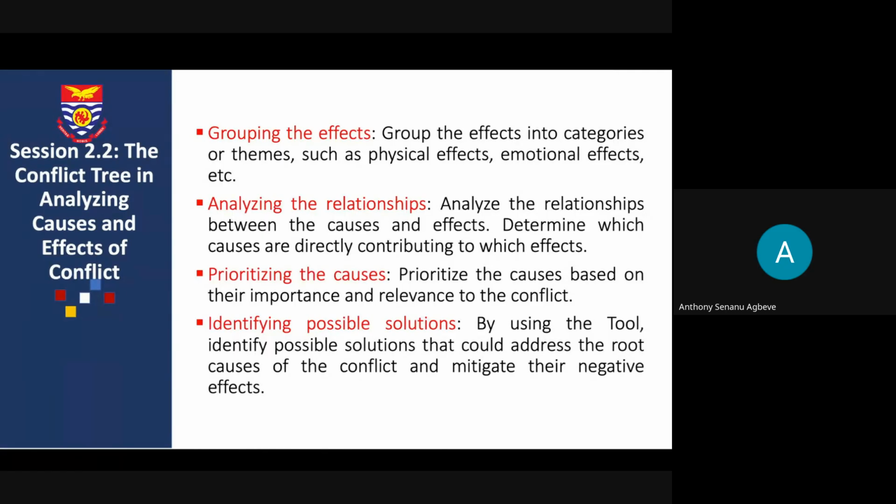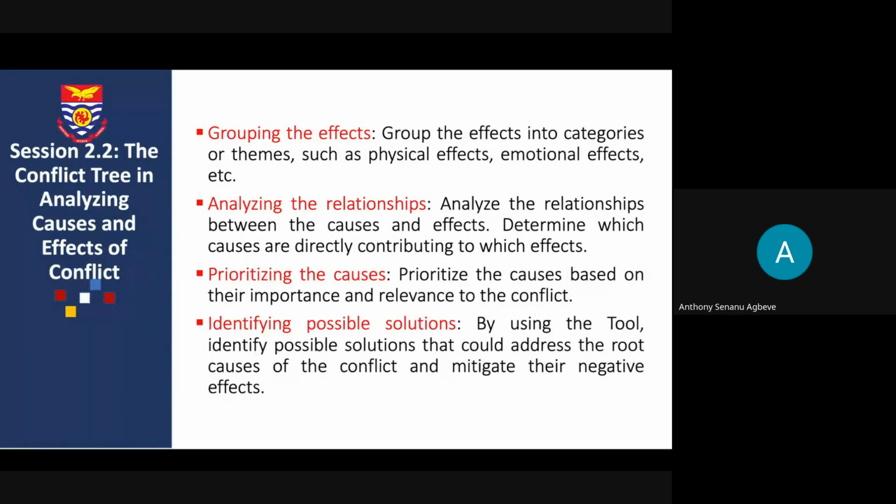So which of these causes? Since we've already identified the causes and grouped the causes, you also identify the effects and then group them. So which of these causes are leading to these effects, right? And vice versa. So probably under the causes, we have economic causes, right? What are the effects of the economic causes, or what is the relationship of the economic causes?